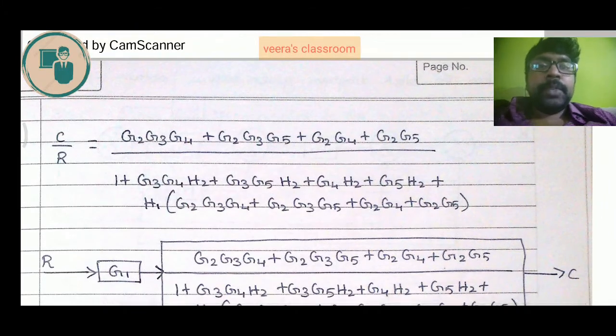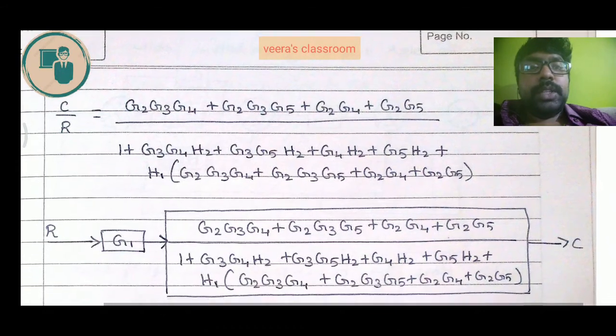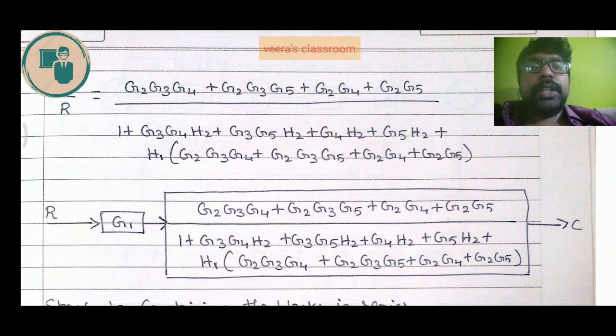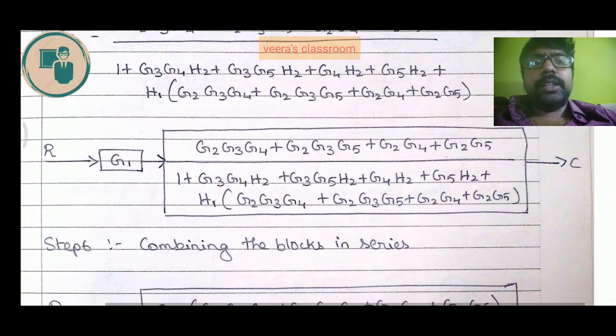So the answer is going to be G2 G3 G4 plus G2 G3 G5 plus G2 G4 plus G2 G5 whole divided by 1 plus G3 G4 H2 plus G3 G5 H2 plus G4 H2 plus G5 H2 plus H1 into G2 G3 G4 plus G2 G3 G5 plus G2 G4 plus G2 G5. This is the value of the second feedback loop. If you substitute this value in the diagram, you can find this larger block and the first transfer function G1 are in series. So it is just a multiplication. After multiplying we can get the final answer.